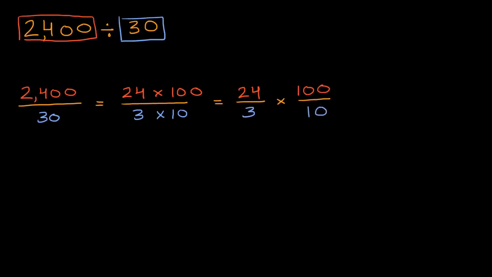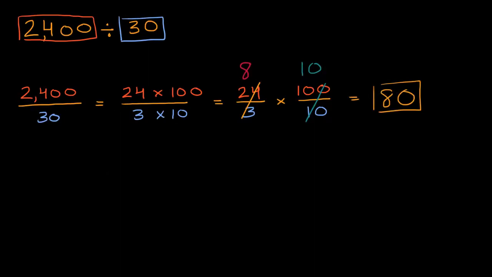Now 24 divided by 3, you might already know, is going to be 8. 3 times 8 is 24. And what's 100 divided by 10? Well, 100 divided by 10 is just going to be 10. So our quotient is going to be 8 times 10, which is equal to 80. And we're done.